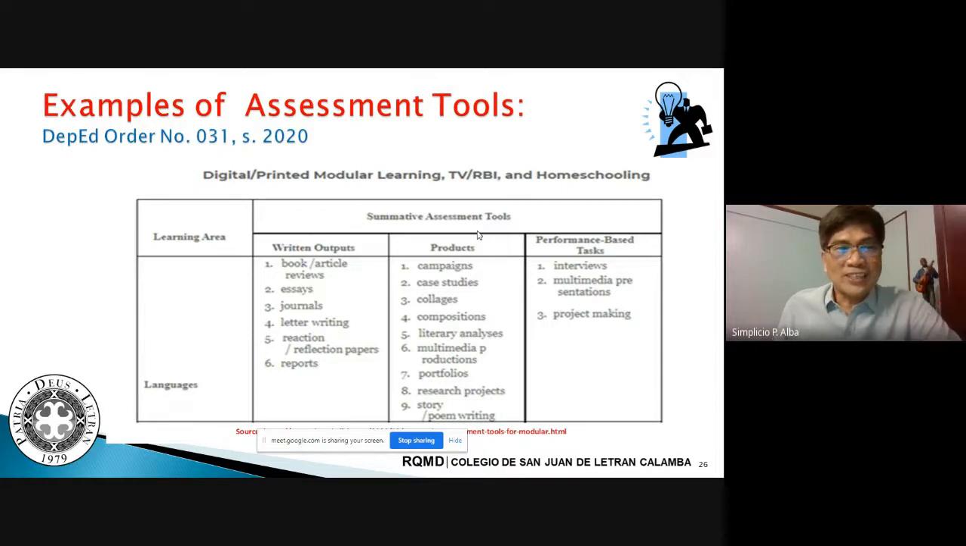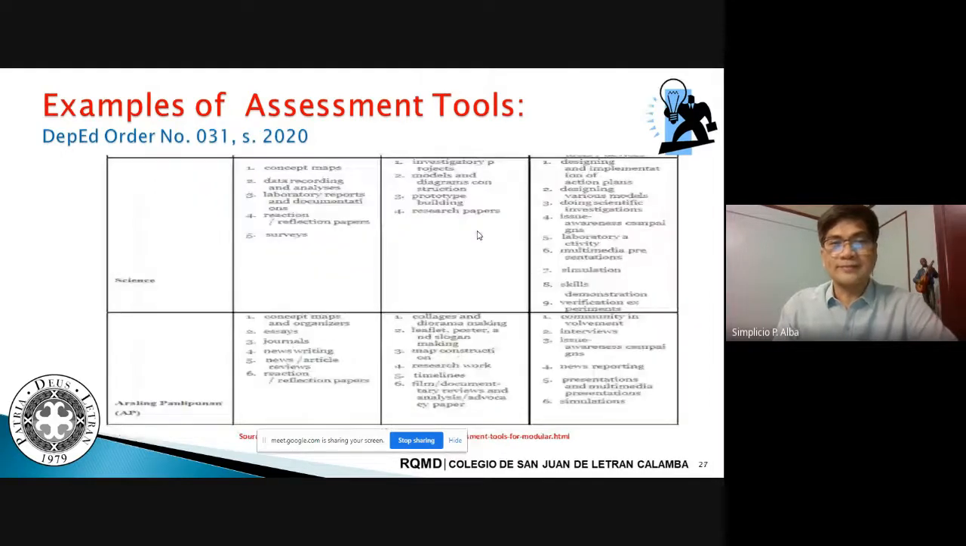And as shown, the DepEd also provided a list of summative assessment tools for all the learning areas classified into written outputs, products, and performance-based tasks. Okay, there you have the summative assessment tools provided by the Department of Education.